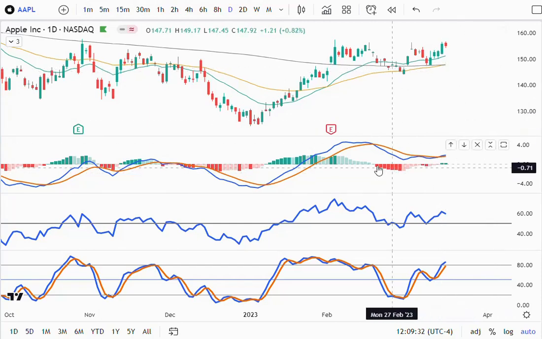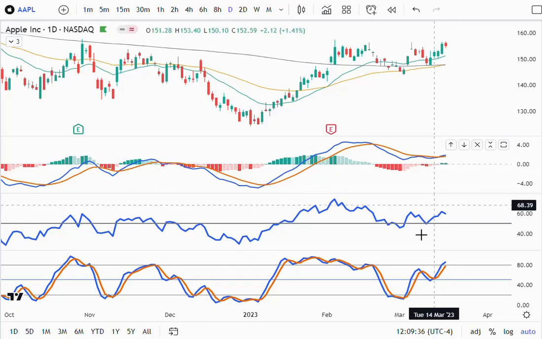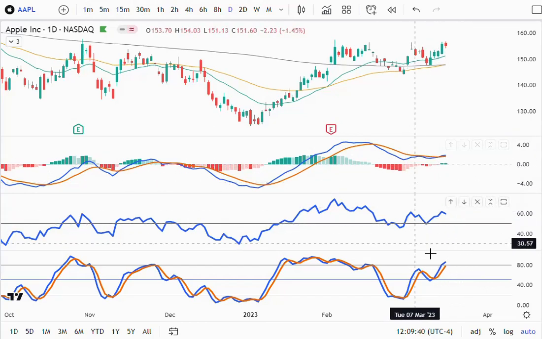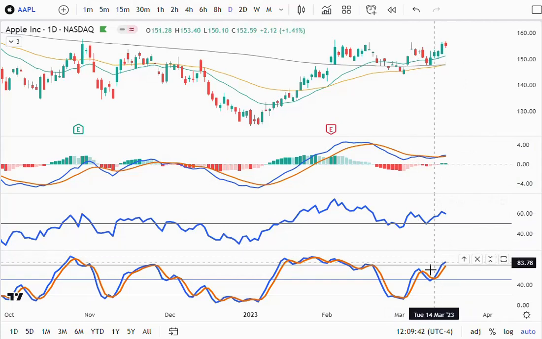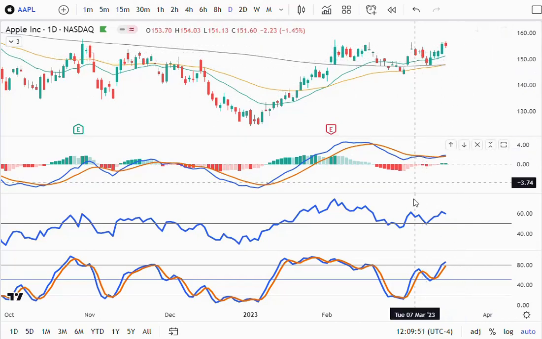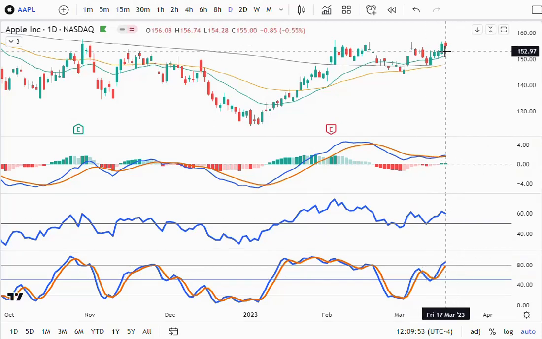Also, if you look at the momentum indicators, you can see our MACD is above the zero line, RSI is above the 50 level. So momentum indicators are positive. Now, stochastic has reached an overbought condition, so we just need to see, maybe it's time for a little bit of consolidation. But on a daily basis, price action is positive, momentum indicators are positive.